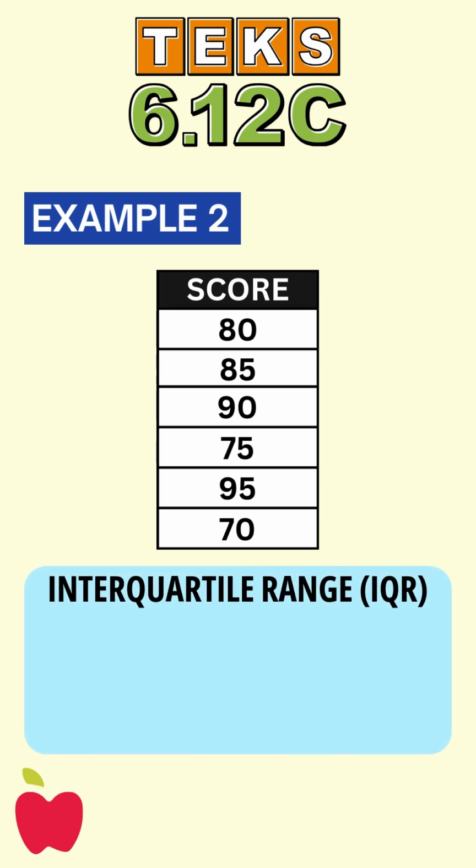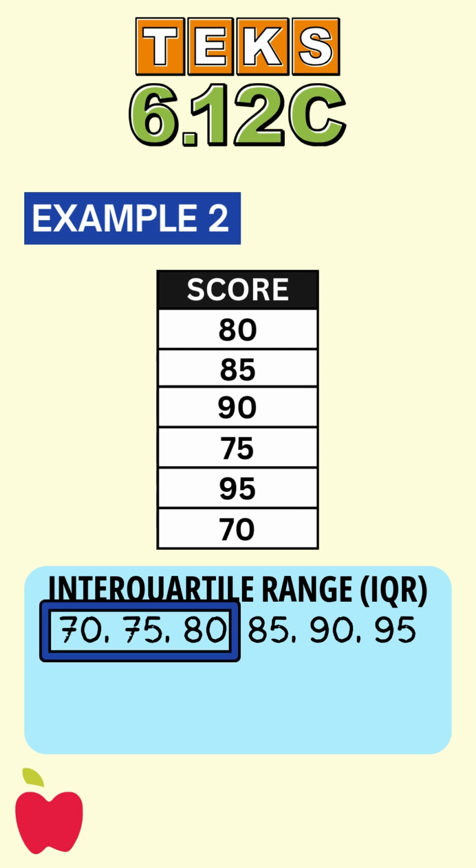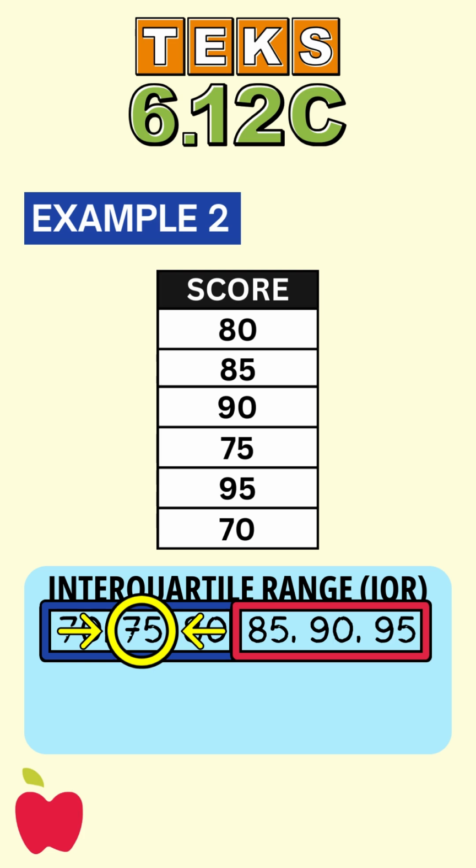IQR. To find the IQR, we split the data into two halves. Lower half, 70, 75, 80. Upper half, 85, 90, 95. The median of the lower half is 75. The median of the upper half is 90. So, the IQR is 90 minus 75 equals 15.